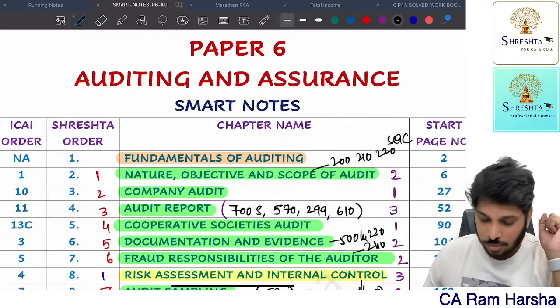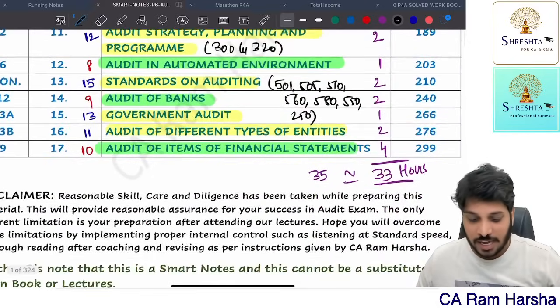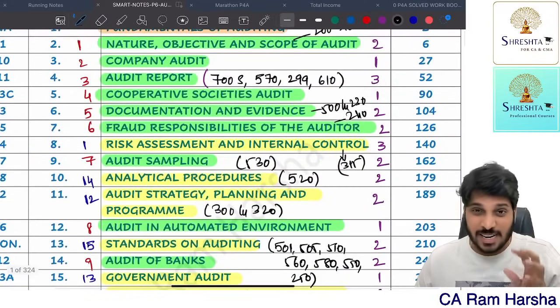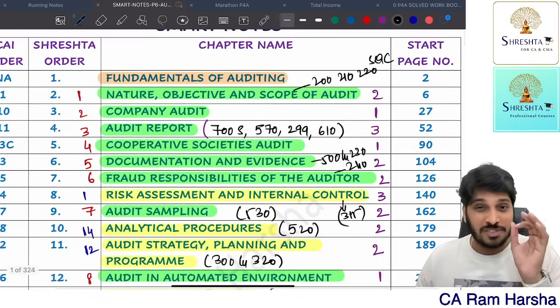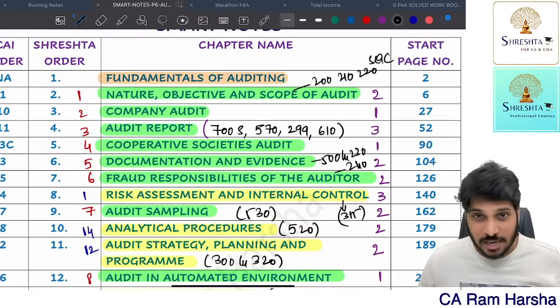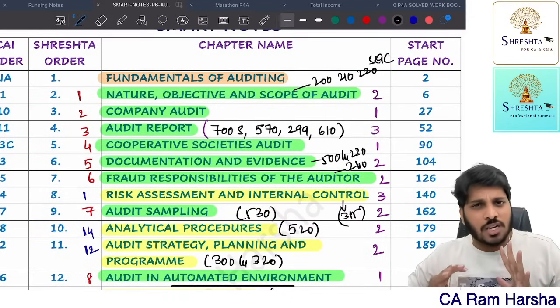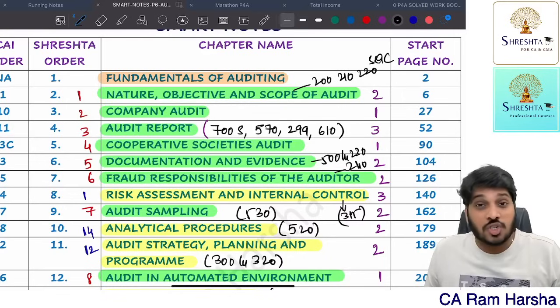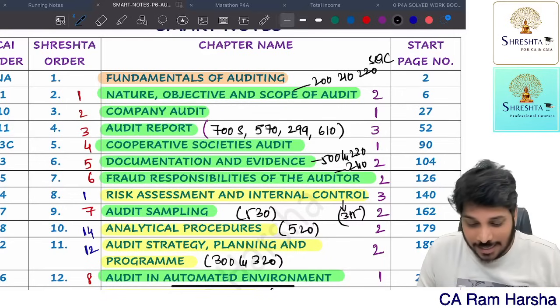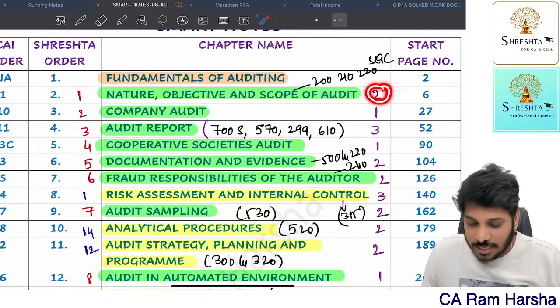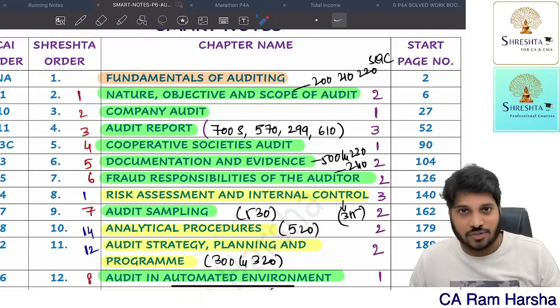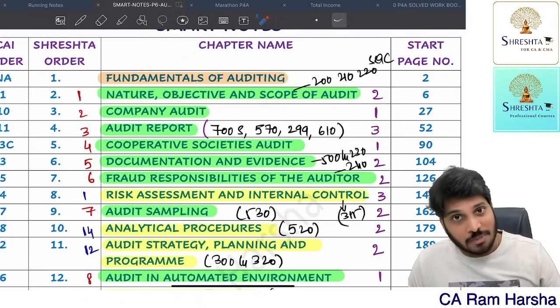Fine. So first of all, what are the chapters that we have and what is the order in which we need to study? How much time should we dedicate to each and every chapter? See, it's not how much time we should put, it's how much time it takes. Getting it? There is a difference. There is a chapter called Nature, Objective and Scope of Audit. It hardly takes 2 hours to revise. I'm talking about revision, man.